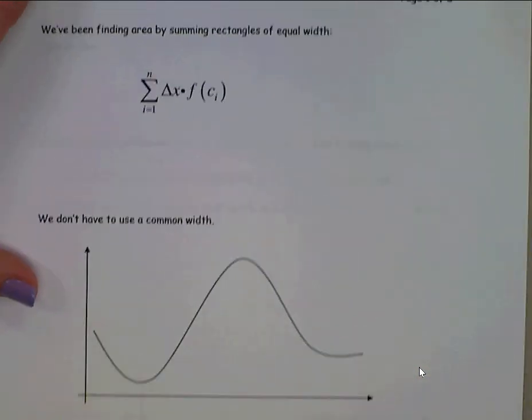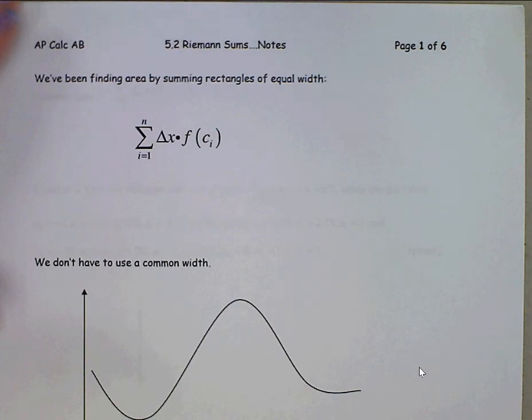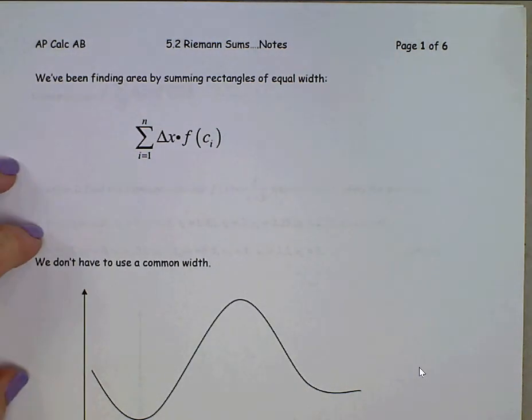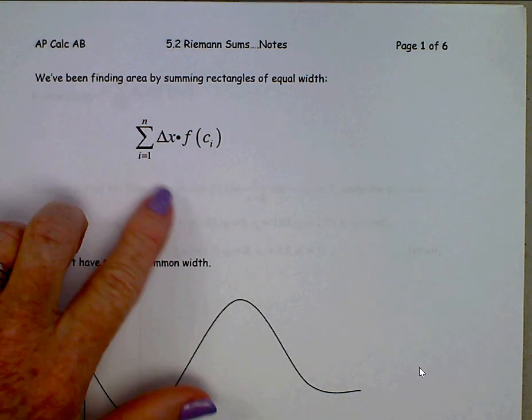AB Calculus, section 5.2, page 1. All right, from section 5.1, we had been summing rectangles of equal width.